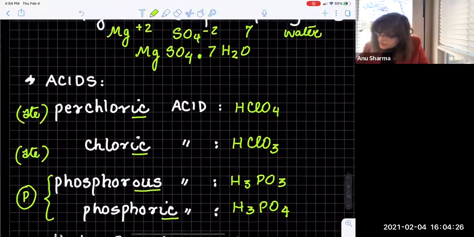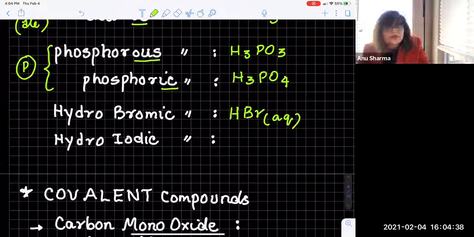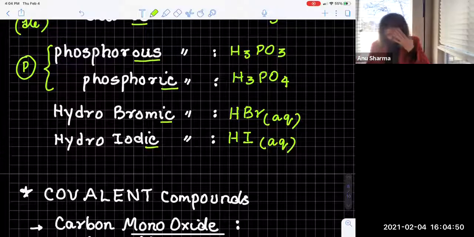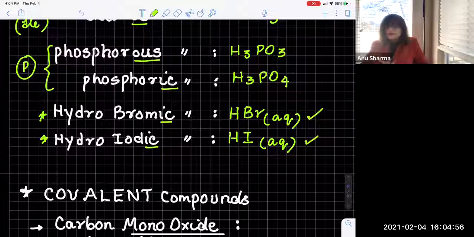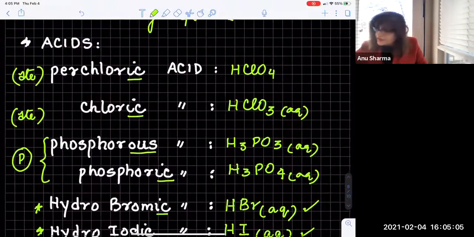Okay, hydrobromic. Now here's something else. Hydrobromic acid is HBr, but it's very important that you write aq over there in the parenthesis. Then hydroiodic acid, hydrogen, iodine. So remember iodic, and then bromic. These two are non-oxygen containing. So make sure that you put the aqueous here. I mean, all acids you need to put aqueous by default, because all of them are in water. They're all water-based acids. Okay, so these are inorganic acids.